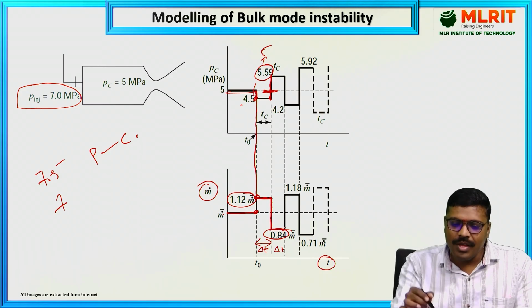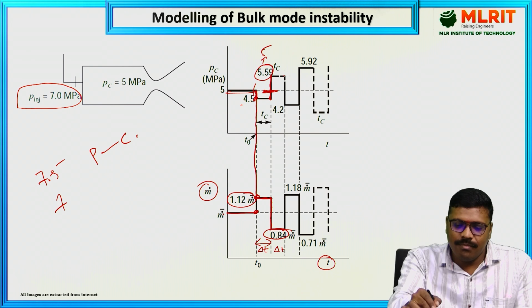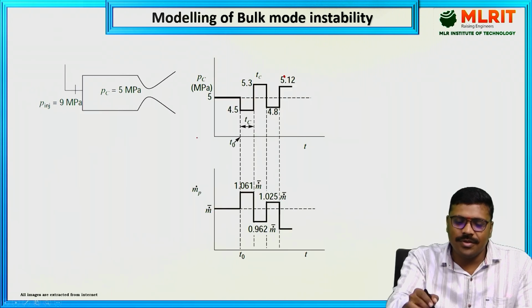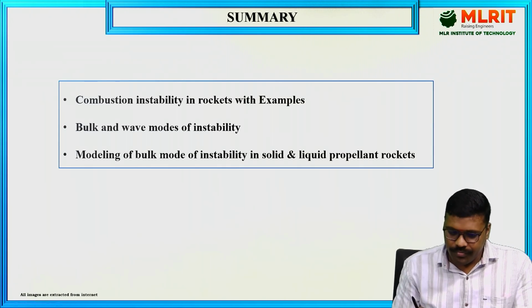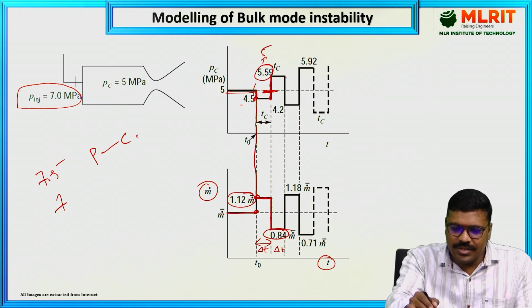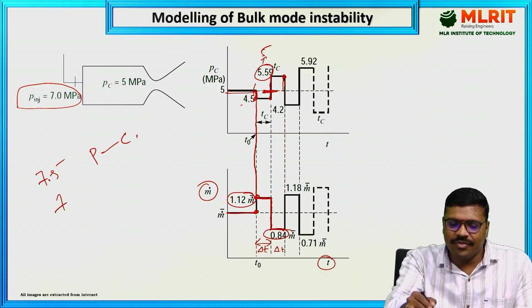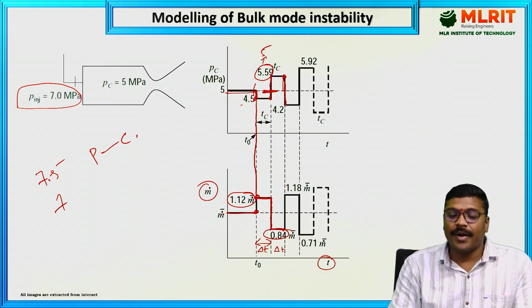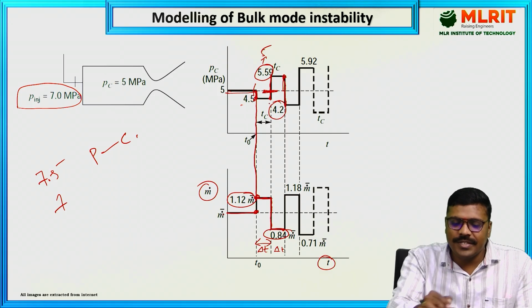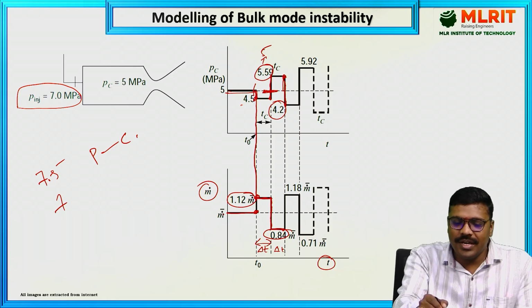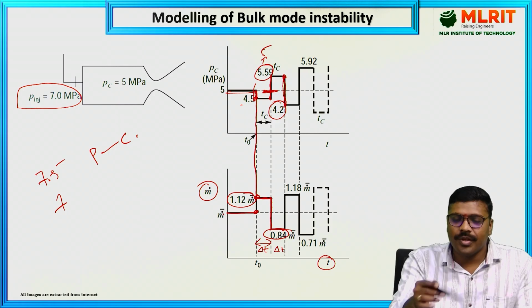Because the mass flow rate is decreased, the pressure has to decrease. But to which point? The pressure has to decrease from 5.59 to 5 only. That is our requirement. But what happens? The pressure has decreased from 5.59 to 4.2. Initially it decreased to 4.5, and next time it decreased to 4.2. It is more. The lower value is increasing.